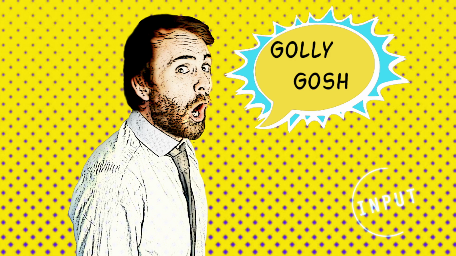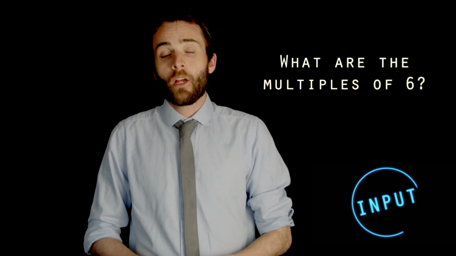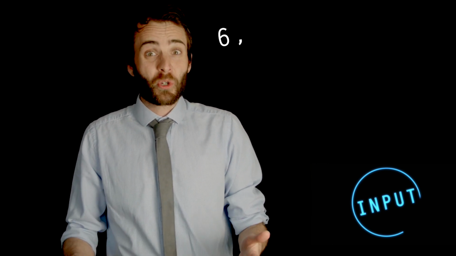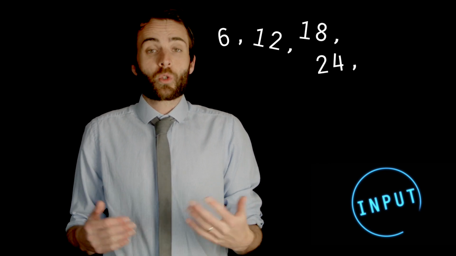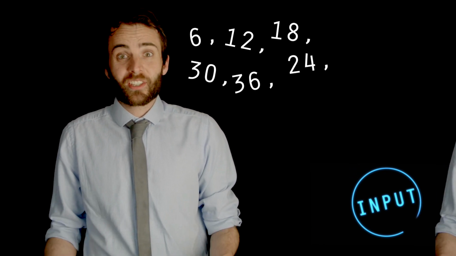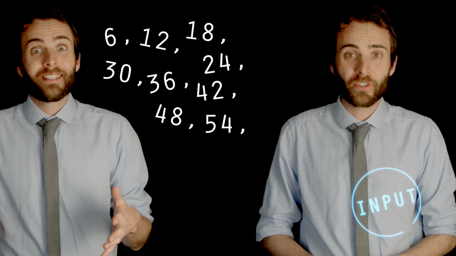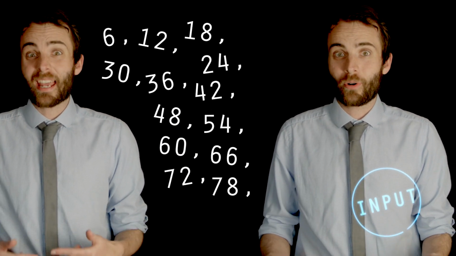Gasp! Golly gosh, is that easy? Yeah, if you know your times tables, you can find multiples. Example: what are the multiples of 6? Well, we can do 6 times 1, so 6. 6 times 2, so 12. 6 times 3, 18. 24. To be honest, there's no end to the number of possible answers. Times tables go on forever.